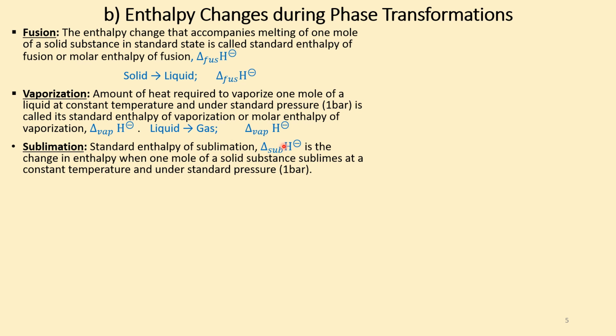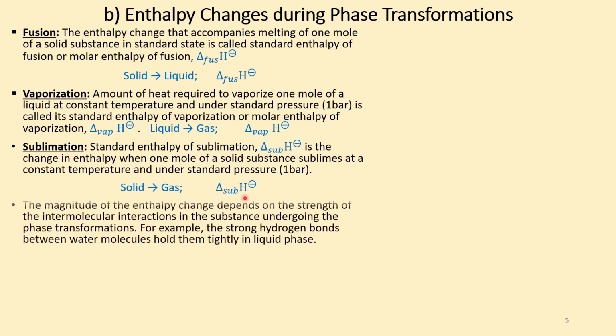Sublimation. Standard enthalpy of sublimation, represented by the symbol delta sub H encircled dash, is the change in enthalpy when 1 mole of solid substance sublimes at a constant temperature and under standard pressure 1 bar. So in sublimation, solid directly becomes a gas without going into the state of liquid, and it is represented by delta sub H encircled dash.